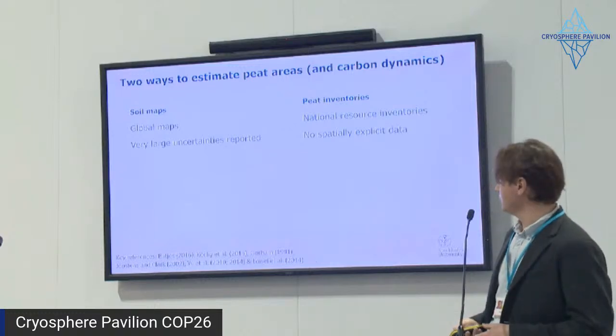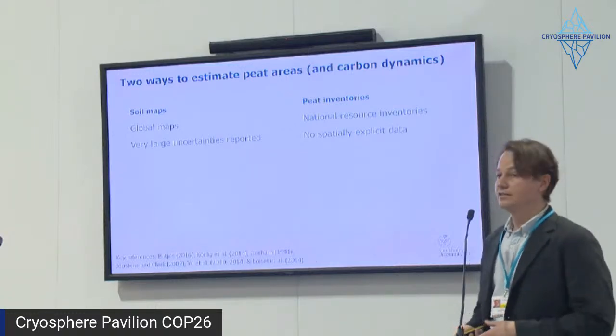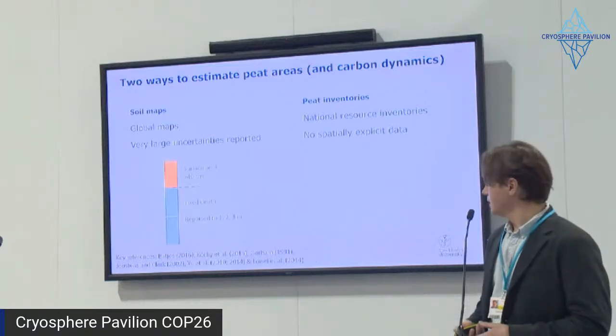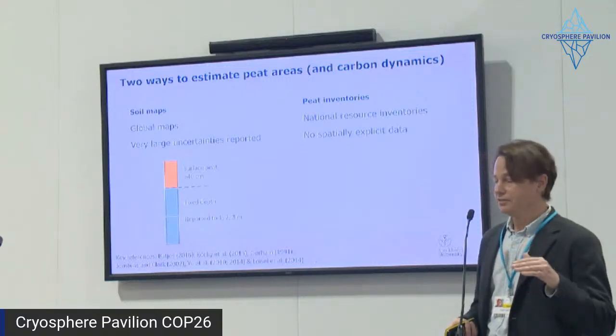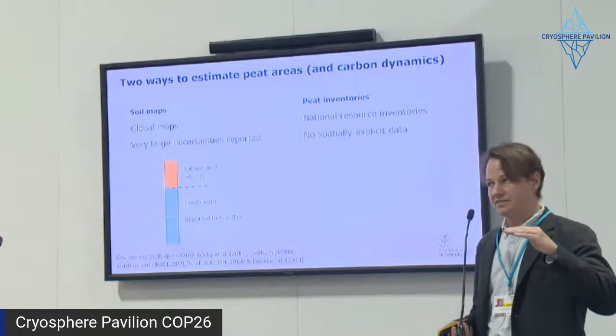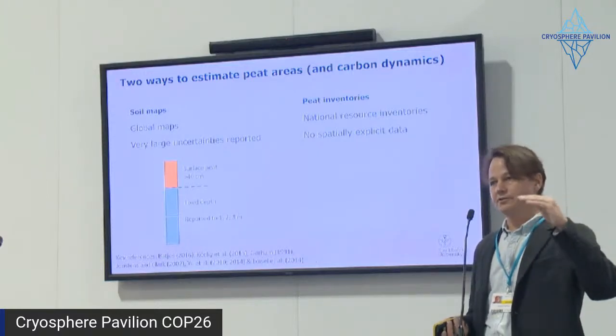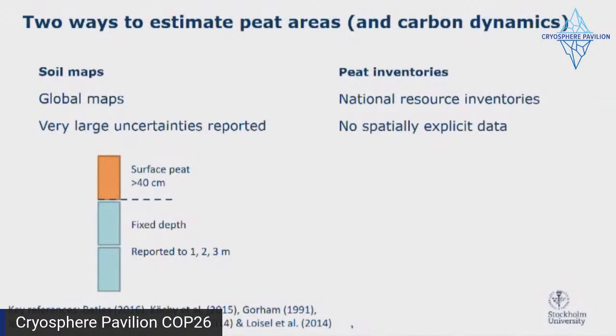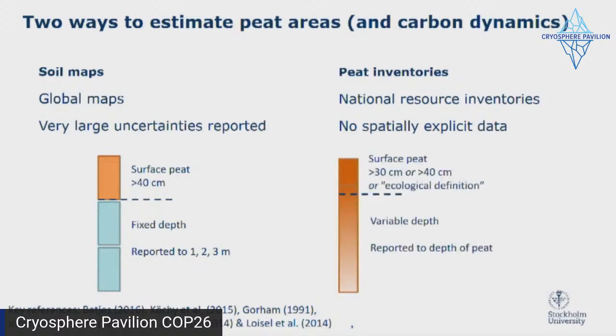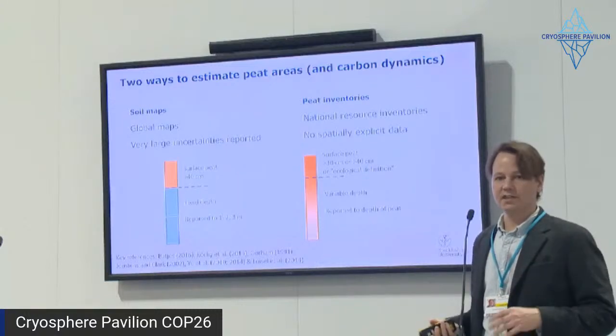And the other way is then peat inventories, which are natural resource inventories, usually tables, no spatially explicit data, so no maps. And it's very difficult to compare these because the soil maps use one definition, typically 40 centimeters of peat, and they just report to fixed depth. They say that this much peat carbon you have to 1 meter, to 2 meters, to 3 meters. You can't back out of the soil map how much of it is just in the peat and how much is in a mineral soil that's lying below the peat. So that is a very limiting factor. While a peat inventory is inventorying just the peat. So when you reach the contact where the organic soil, the peat, ends, and you come into the mineral soil that is below, there the inventory stops. So these two data sources have different ways of approaching that.